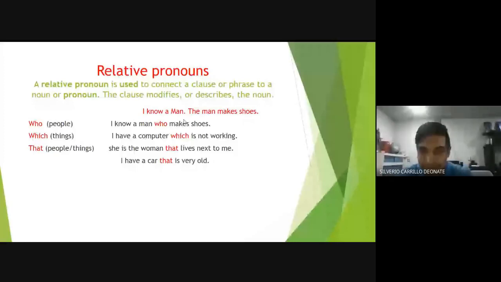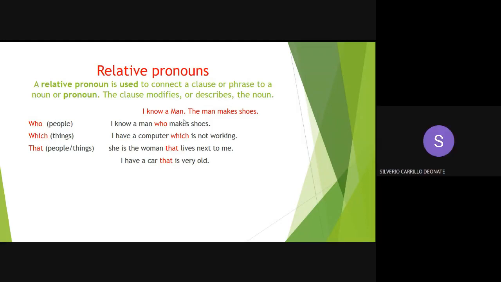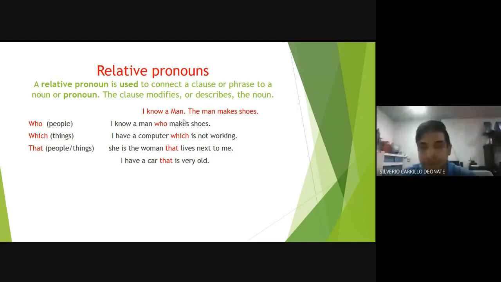And then we have, I have a car that it's very old. And again, if we say it in separate sentences, we need to say, I have a car, and then that's the first part. And then the second is, the car is very old. But again, as we are avoiding repetition in here, we need to use that, and we're going to say, I have a car that it's very old. Y otra vez, como evitando la repetición de los pronombres o los sustantivos, necesitamos usar that. I have a car, tengo un carro, that is very old, es muy viejo.